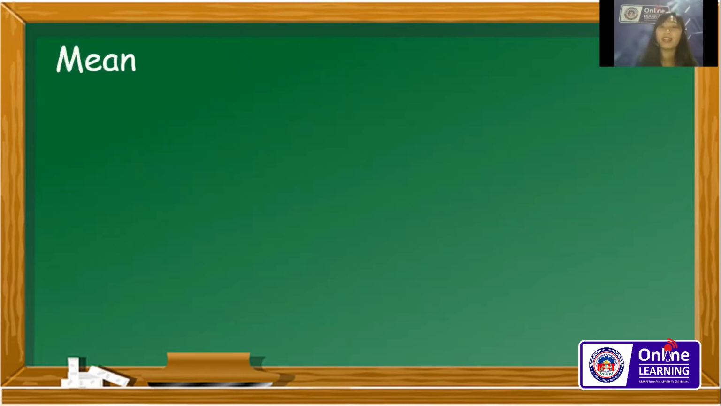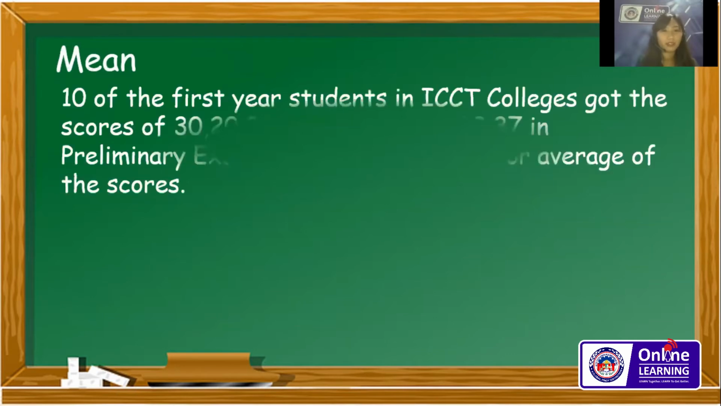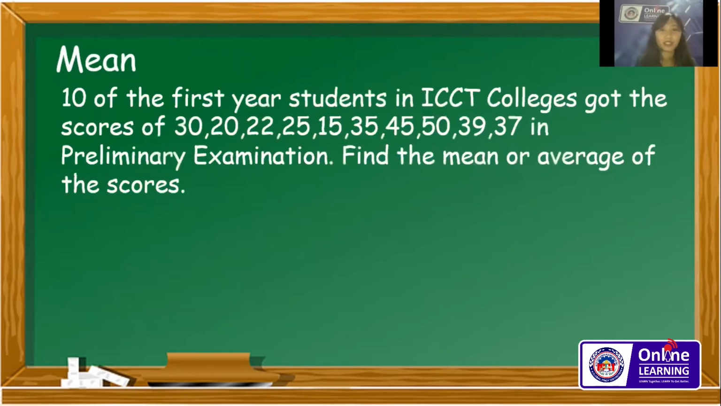So let's cite an example to get the mean, median, and mode. Ten first year students in ICCT colleges got the scores of 30, 20, 22, 25, 15, 35, 45, 50, 39, 30, and 37 in their preliminary examination. So find the mean or average of the scores.